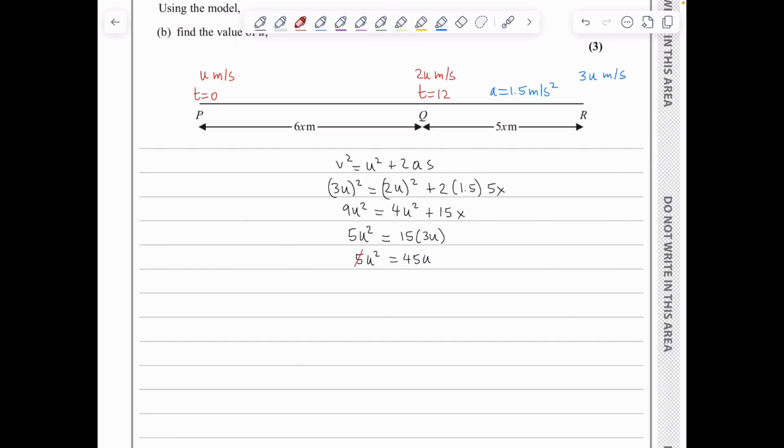Now I will simplify the 5 with the 45, leaving me with a 9 on the right hand side, and the u squared with the u, and therefore we conclude that u is equal to 9.